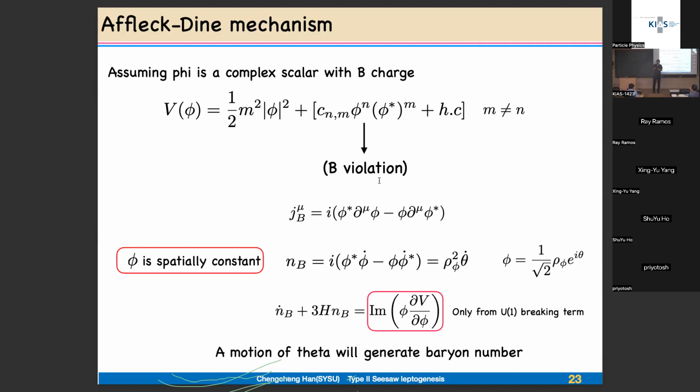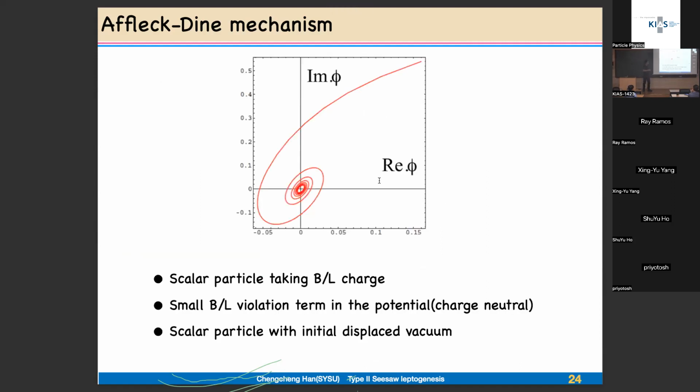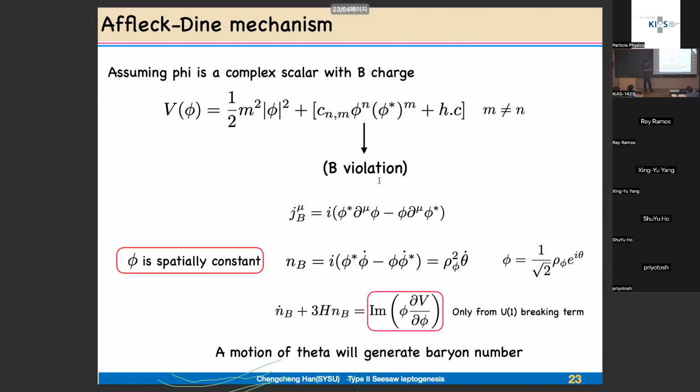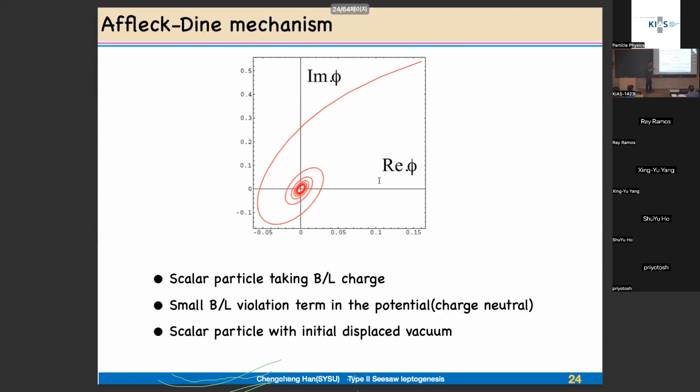If the phi dot is non-vanishing, it may generate the baryon symmetry. If we use this polar representation, then it's proportional to the theta dot. What does it mean? In this plane, this is the real part and this is the complex part. If it rotates in the phase space, then the baryon number is generated, is non-vanishing. This is the key point of this mechanism. If you calculate the motion of the baryon number, you will find that it has something to do with this term. This term originates from the U1 breaking term. So that's why we need a small U1 breaking term. This will generate the baryon symmetry.